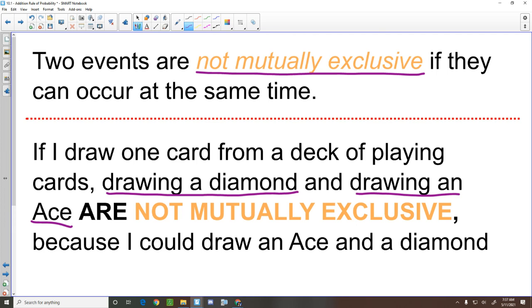They don't have to. I could draw a diamond that's not an ace, or I could draw an ace that's not a diamond. But I could draw the ace of diamonds, which means I'm going to have both events occurring. Therefore, those events are not mutually exclusive. Right? Exclusive means it's on its own, it's by itself. It's the only way it could happen. But these are not mutually exclusive. They could both occur at the same time. All right, just to help you conceptualize that.